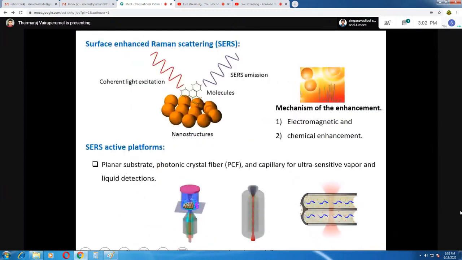Surface-enhanced intensity of Raman scattering: when the molecule can absorb on the nanostructure on the top of the surface, it enhances the Raman scattering. One is from electromagnetic enhancement or chemical enhancement.